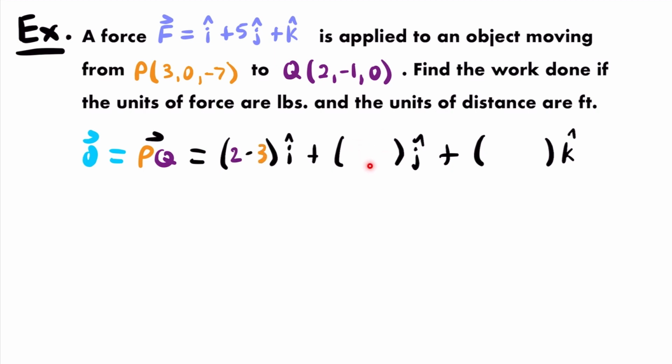Then for the y component, we'll have -1 minus 0. So I'll write -1 minus 0. And then for the z component, we'll have 0 minus -7. So I'll write 0 minus -7.